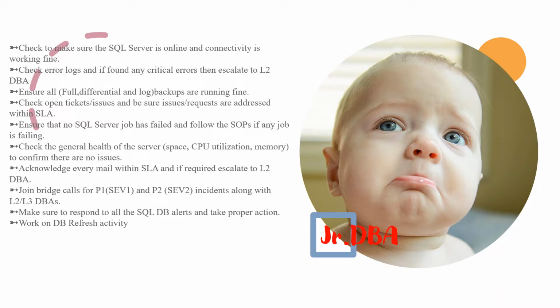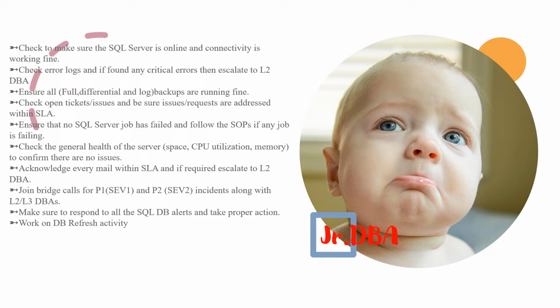In earlier days, like 4, 5 years back, they divided into L1, L2, L3. But nowadays, even if you have less experience, you are supporting L1 activities, L2 activities, L3 activities. So majorly, what does the L1 DBA, the junior DBA, like a fresher, do? Check to make sure that SQL is online and connectivity is working fine. Check the error log, and if you find any critical errors, escalate to the L2 DBA. Ensure all the backups are running fine. These sort of basic level activities will be done by the L1 DBA.